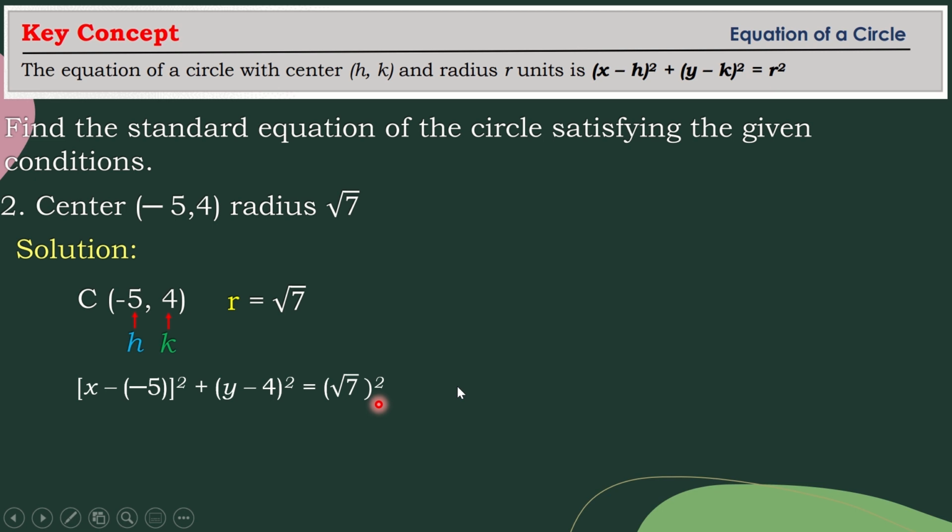Then simplify. This will become, so magiging positive po, negative times negative will become positive. So that is why the quantity of x plus 5 squared plus, just copy, the quantity of y minus 4 squared equals, pwede na po itong simplify, which will become, what will happen to the radical symbol? So it will be eliminated or maka-cancel na po natin ito. So that's why the standard equation of the circle is denoted by this one. The quantity of x plus 5 squared plus the quantity of y minus 4 squared is equal to 7.